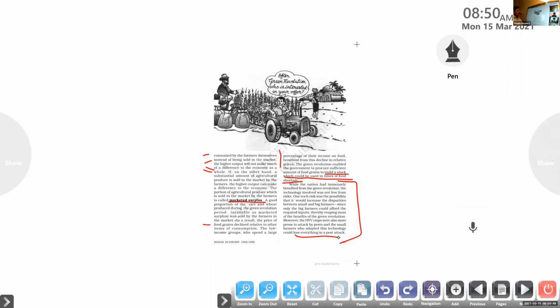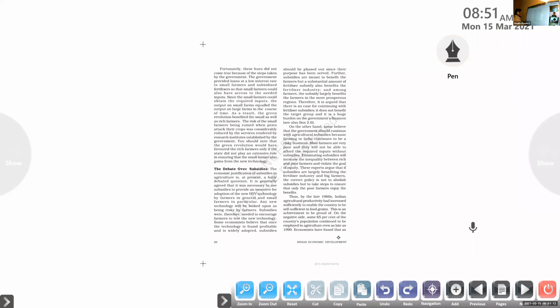Pest resistance means the power to resist a pest attack. HYV seeds are not that good, not like traditional seeds or traditional crops. They are not that powerful or strong to fight against the pests. So that was a problem. Basically, the small farmers faced a lot of problems related to pest attacks.